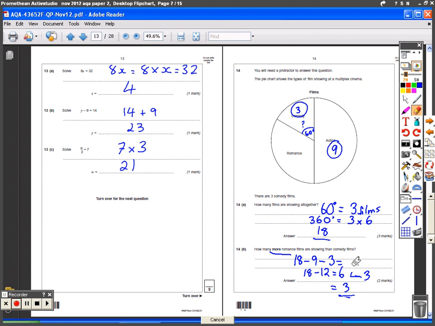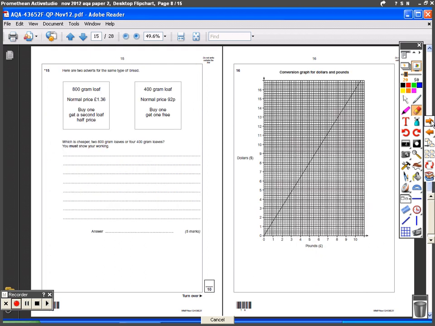Moving on, question 15. Here are 2 adverts for the same type of bread. We've got 800 gram loaf for the normal price of £1.36. You buy 1 loaf and you get a second loaf half price. This offer says 400 gram loaf, the normal price is 92p, but if you buy 1 you get 1 free. Which is cheaper, 2 800 gram loaves or 4 400 gram loaves? So you must show your workings.